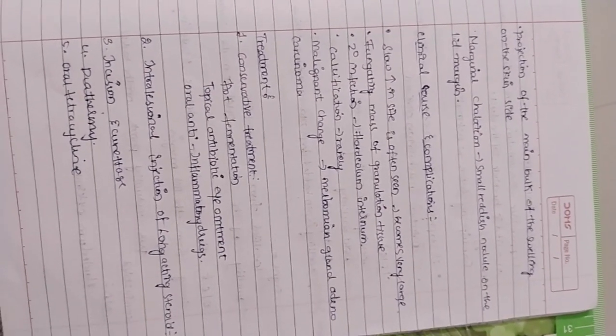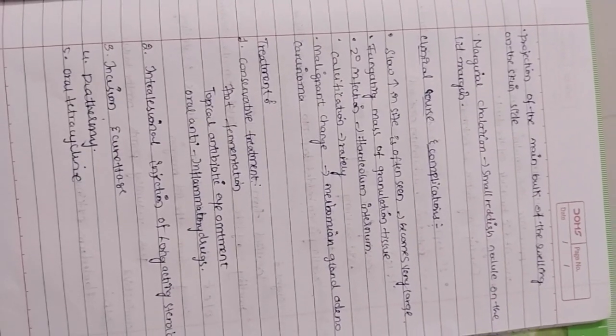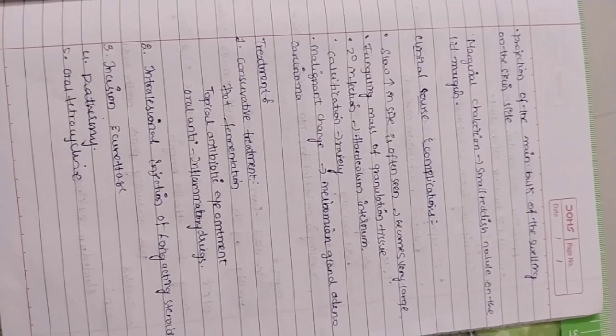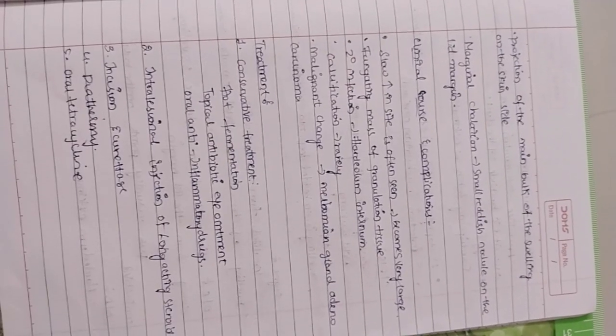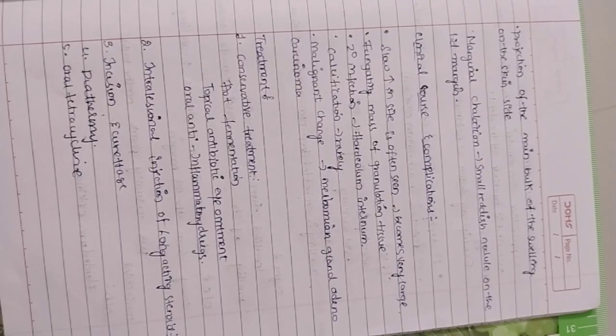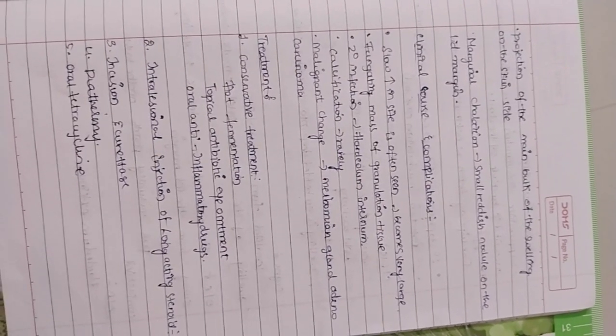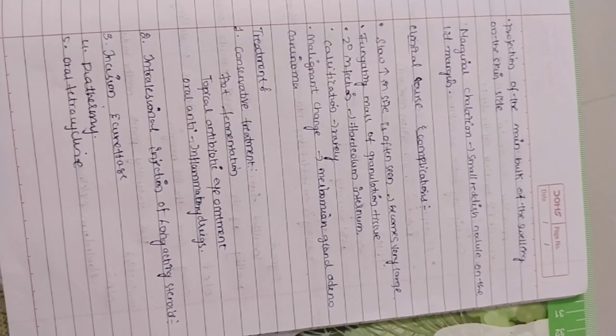What are the clinical course and complications? We already saw there is gradual increase in the size. It becomes a very large, fungating mass of granulation tissue. Secondary infection may lead to hordeolum internum. Calcification occurs rarely. Malignant change, meibomian gland adenocarcinoma, may occur if no treatment is done.